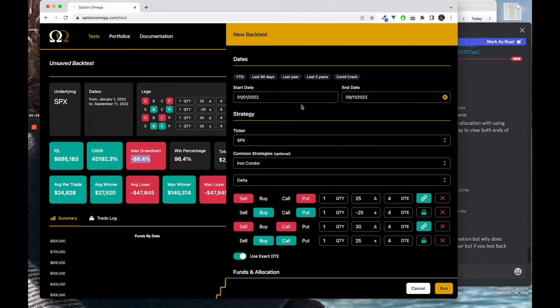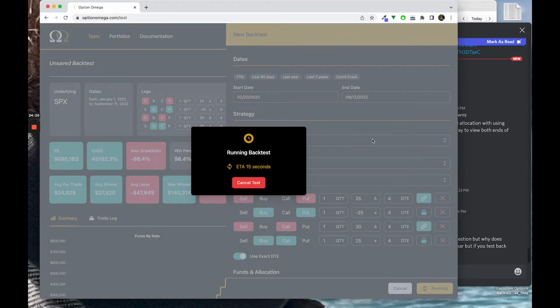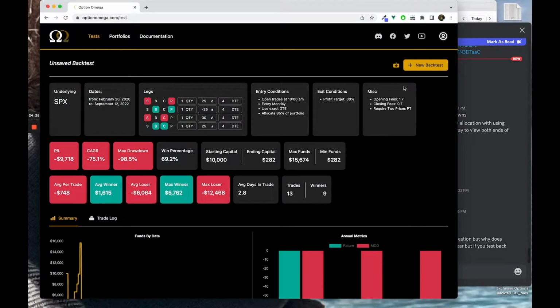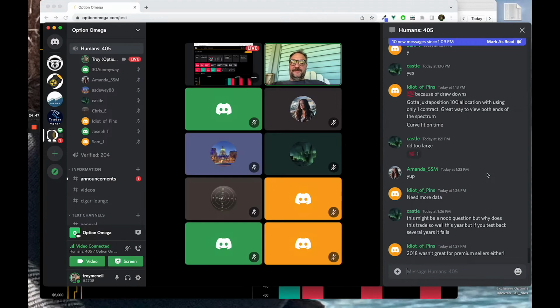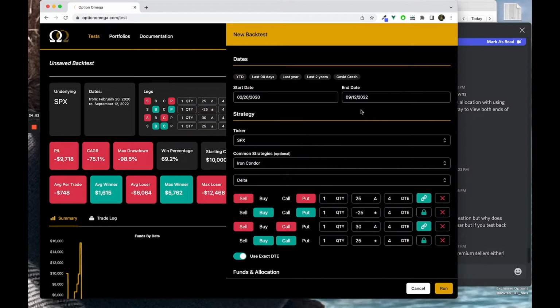I would immediately go, okay, let's go to the COVID crash. The COVID crash is a destroyer of worlds for almost everyone selling premium. I know that's not true universally, but in general it's true for a lot of people that all of their premium selling strategies, it was sobering for those couple weeks. And 2018 wasn't great either for premium sellers. That's right.